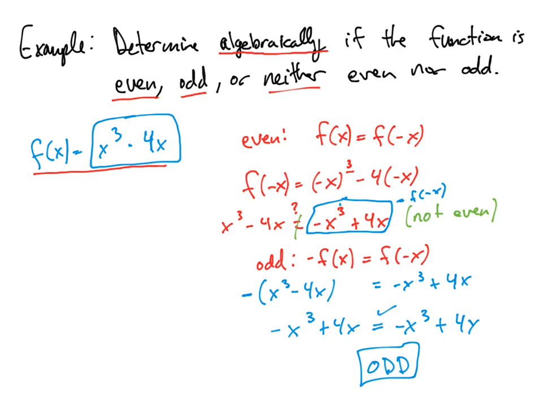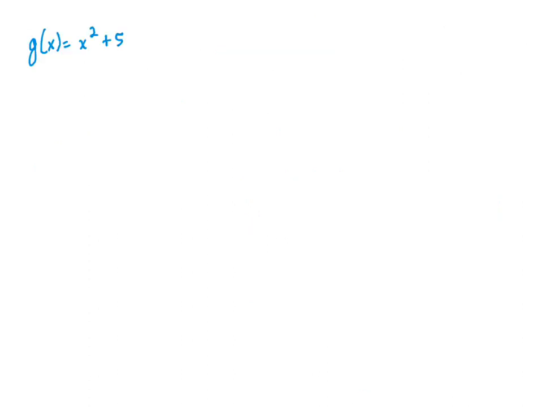All right, now again, when we say determine algebraically, this is what we need to do. We actually need to go through this test. All right, our second function, g of x is equal to x squared plus 5. Let's see if this is even first.